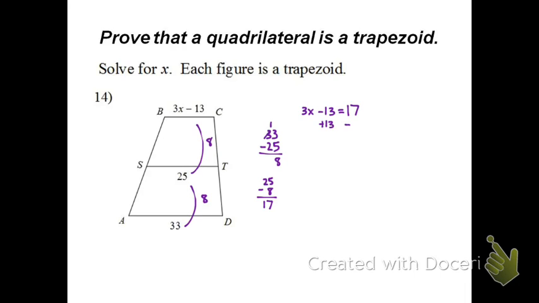So let's add 13. Slide the 3x over. We get 3x equals, comes out nice and even at 30. And then if we divide by 3, we have x equals 10. Boom. X equals 10.